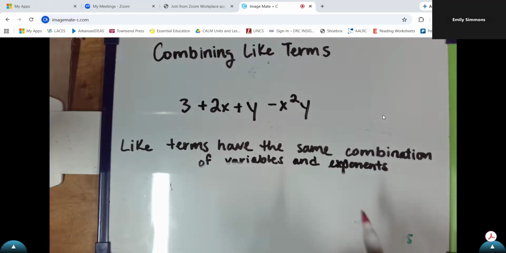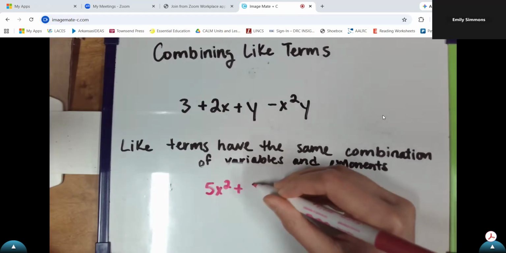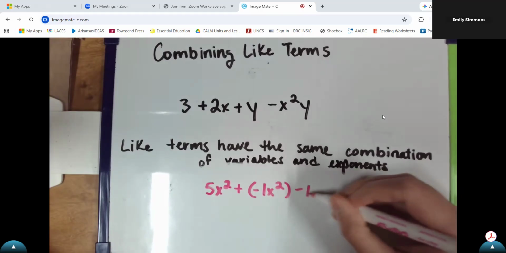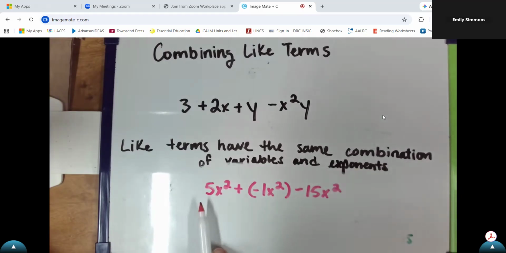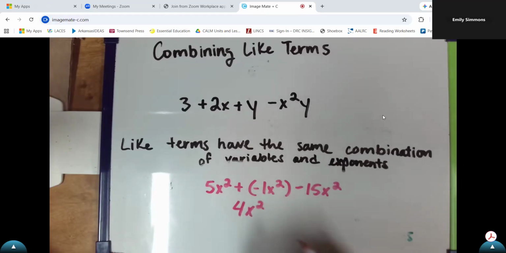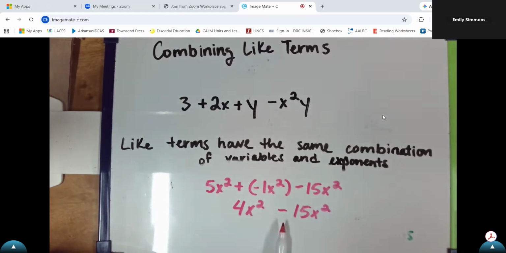And now looking at the one that had exponents in there, we've got 5x squared plus negative 1x squared minus 15x squared. We go left to right. 5x squared plus negative 1x squared: 5 plus negative 1 is 4, and then it's x squared minus 15x squared. 4 minus 15 leaves me with negative 11, and it's x squared.